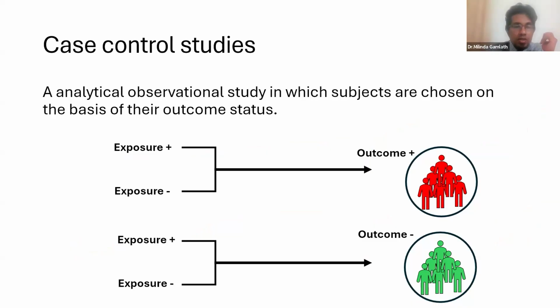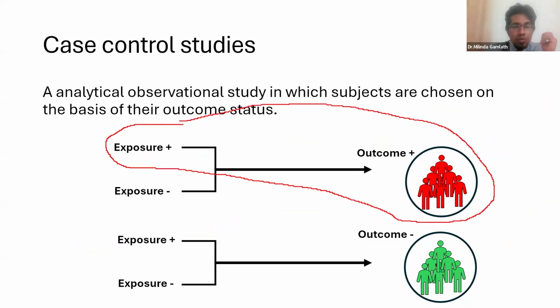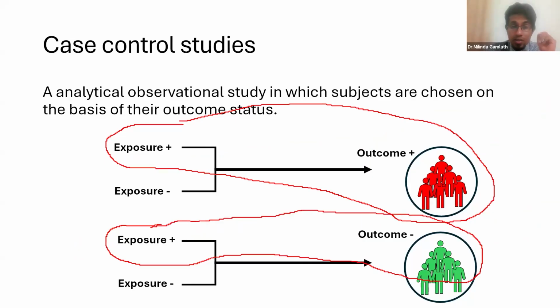By comparing the people with lung cancer who have smoked and, sorry, those who don't have the disease but still smoke, by comparing these two values, you can come to a conclusion on whether smoking is associated with lung cancer.